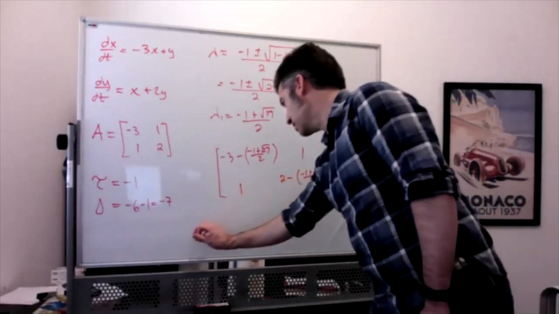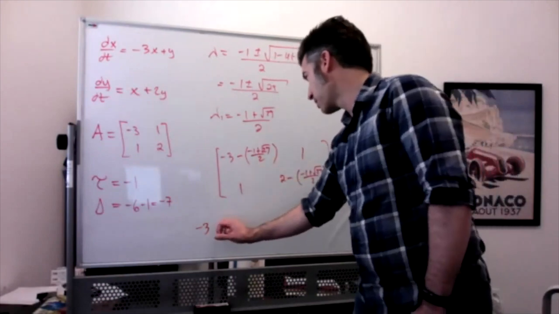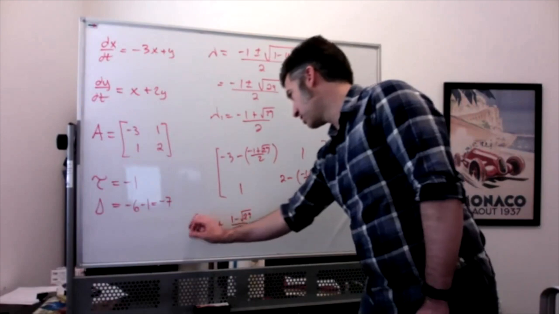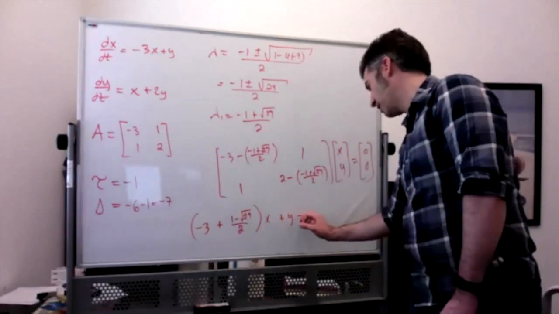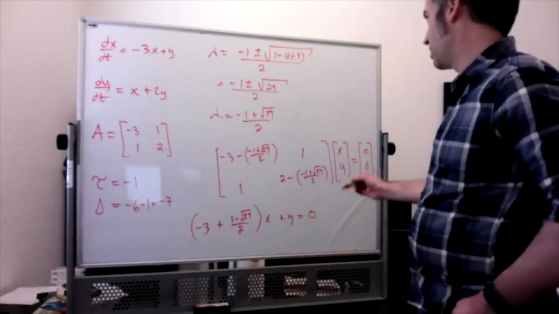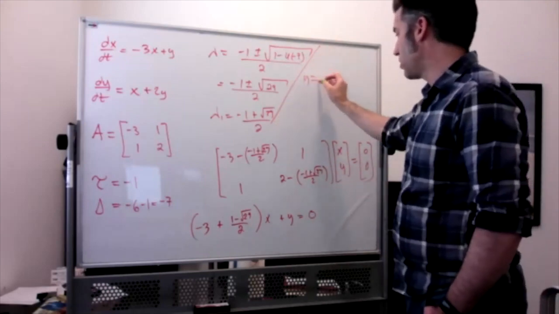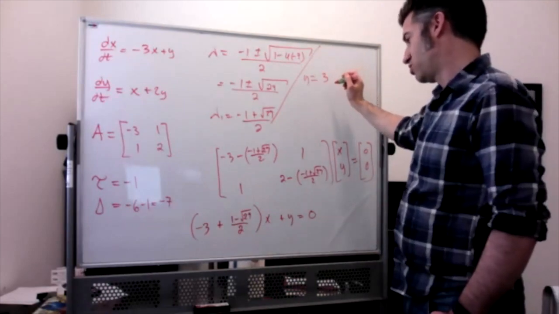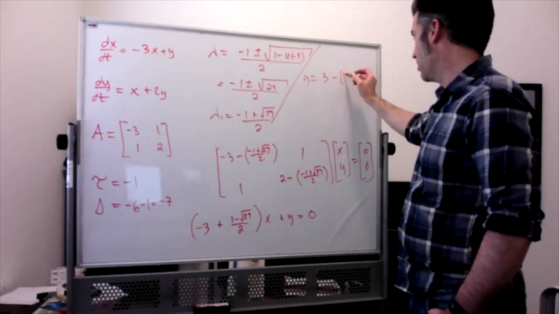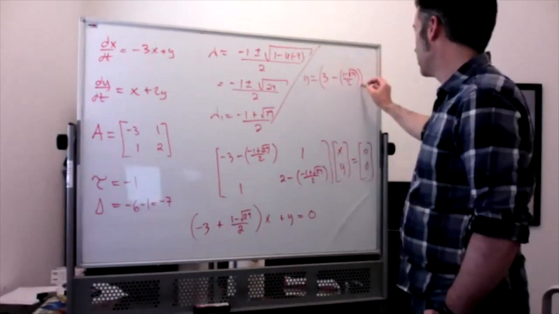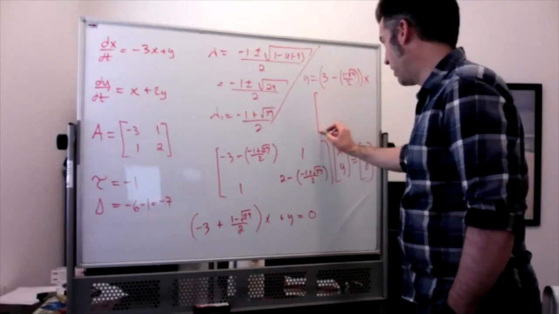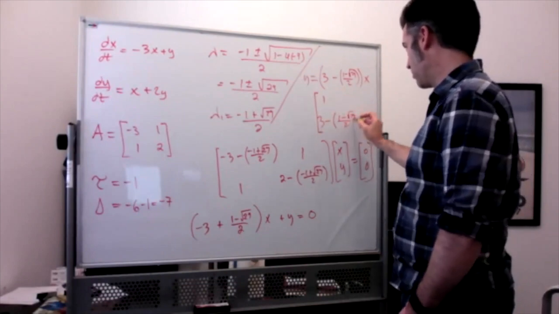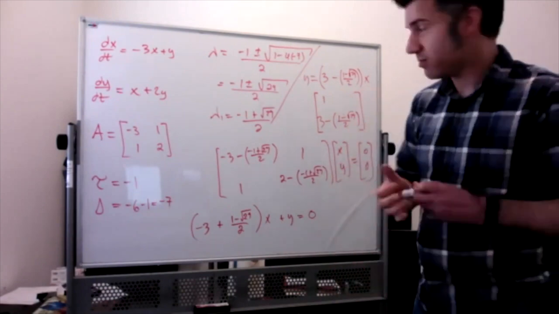So you're going to have -3. Let's distribute the minus in here. So it's really plus 1 minus root 29 over 2, times x, plus y equal to 0. Solving for y is not terrible here. Y is going to equal the negative of this, so it's a +3 minus 1 minus root 29 over 2 times x. That's gross. So my eigenvector looks like the vector 1, and then the second component is 3 minus 1 minus root 29 over 2. That's kind of terrible.